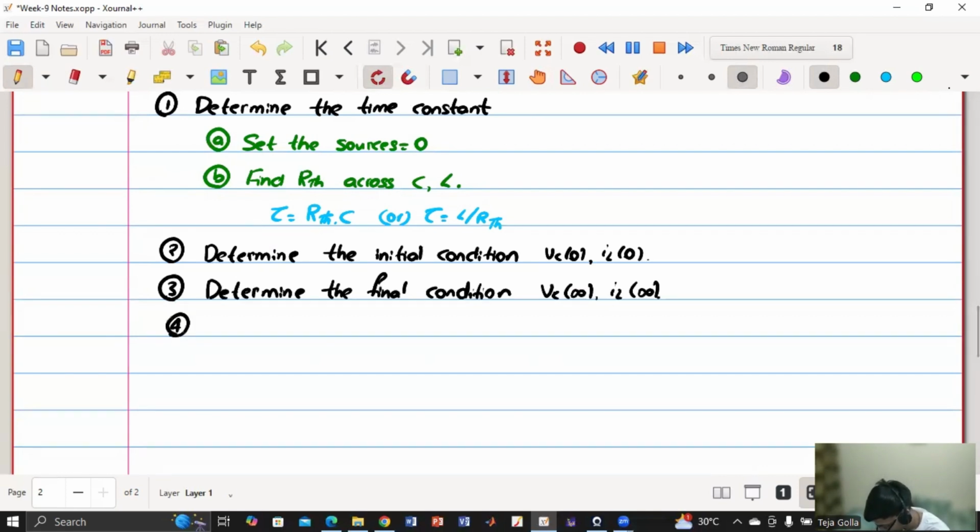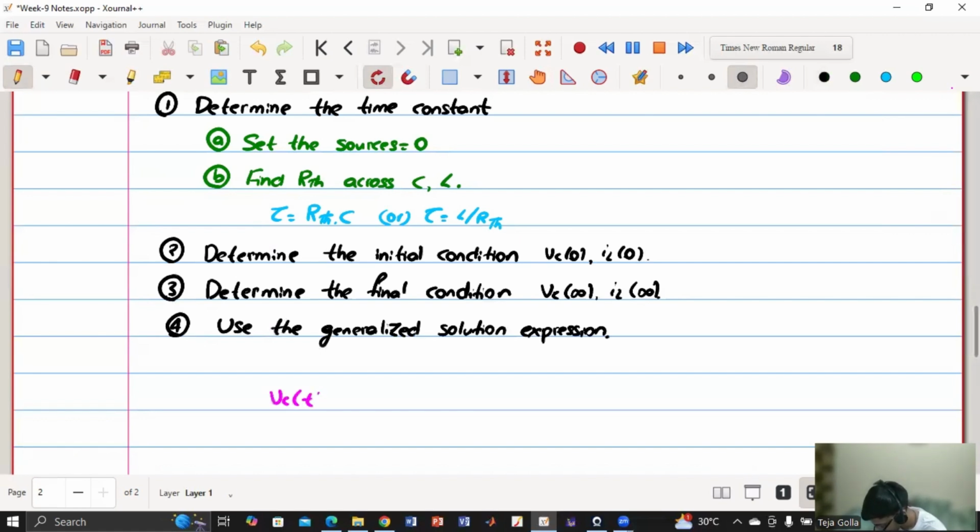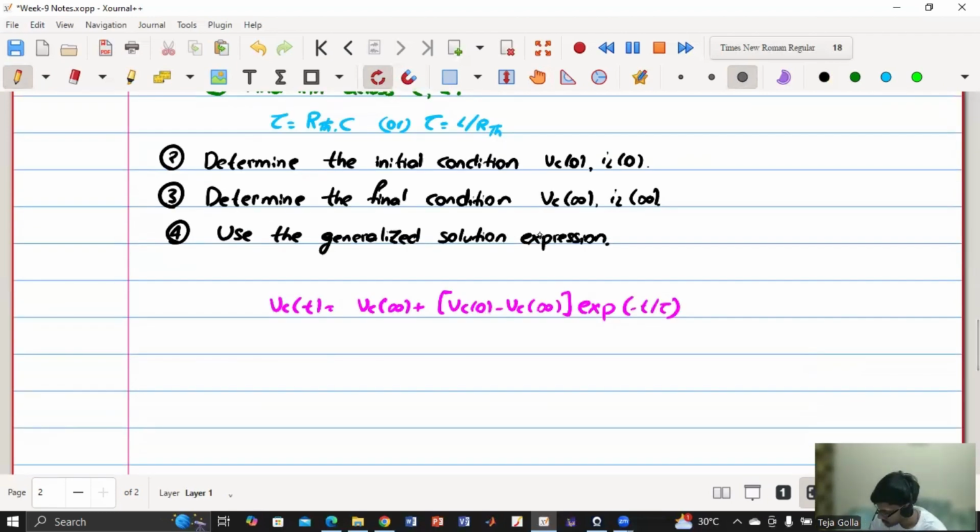Now, after this, use the generalized solution expression, which means it can be used for VC, and it can be used for IL also. So let us write it again. VC of t is VC of infinite plus VC of 0 minus VC of infinite into exponential exp of minus t by tau. So tau is again generic. It could be an RC circuit, it could be an RL circuit as well. This is for capacitor voltage.